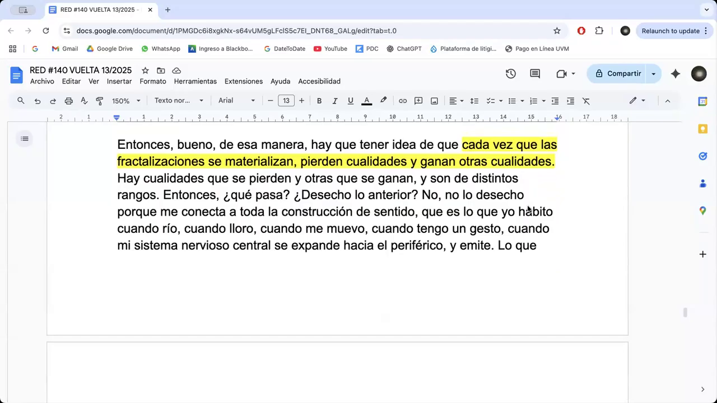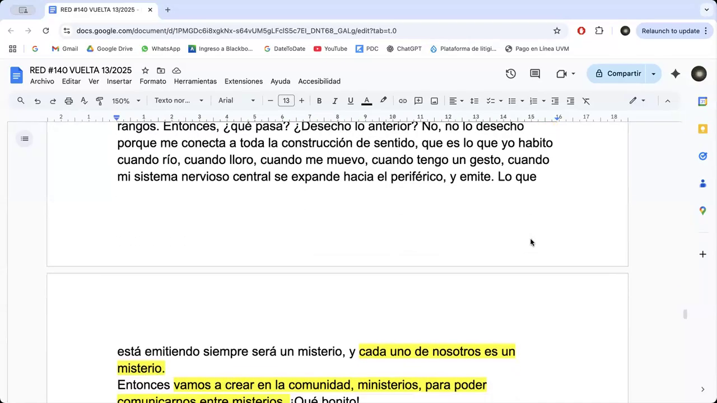This is something that we have to know. When these fractalizations are materialized, they lose some qualities and they gain other qualities. There are qualities that are lost and other qualities that are gained, and they are of different ranges.